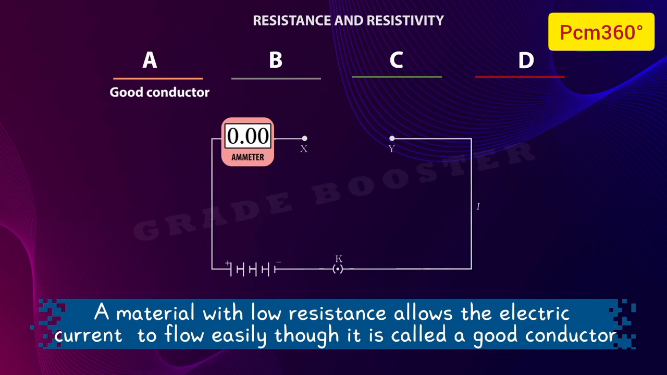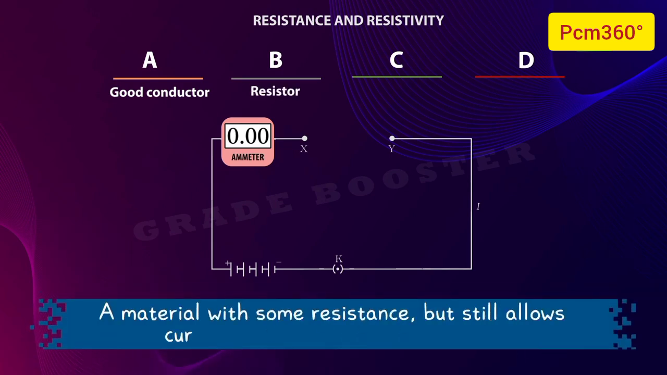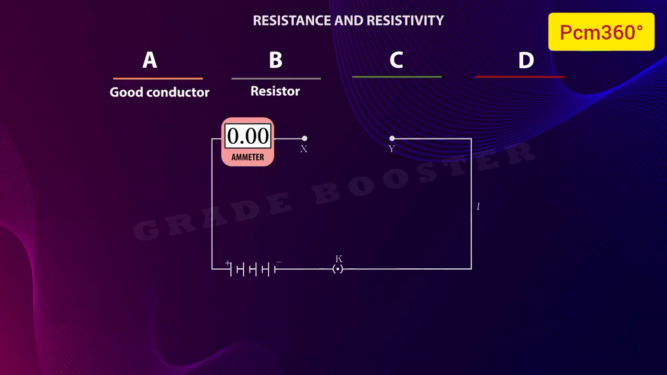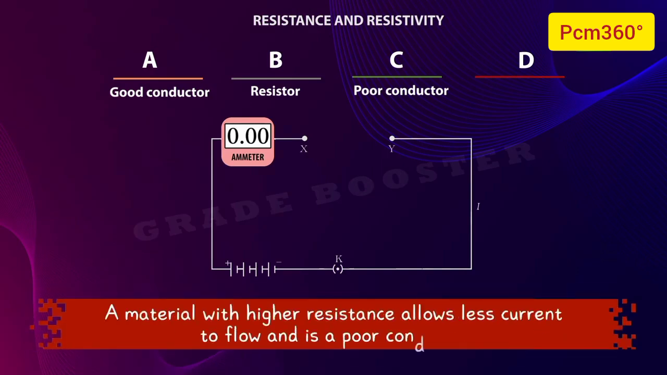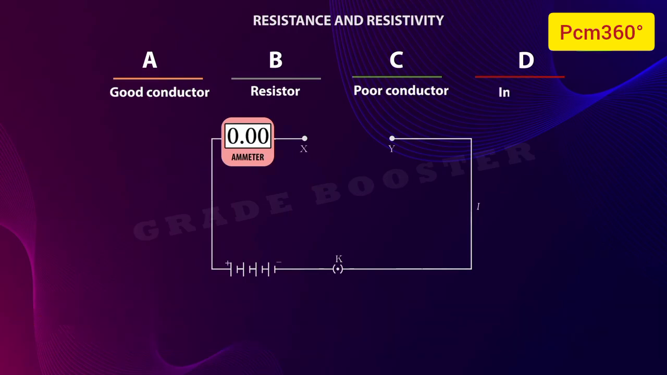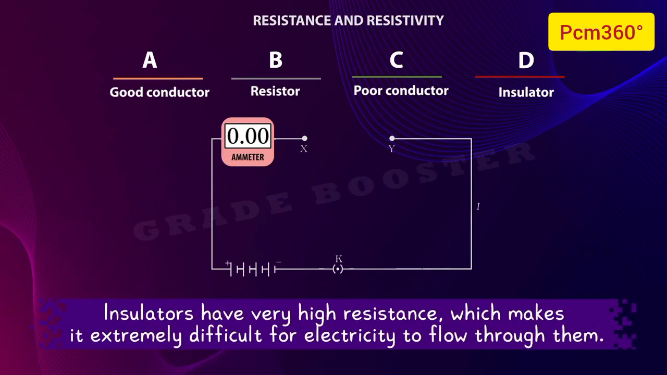Now wire B, we can call it a resistor. What is a resistor? A material with some resistance but still allows the current to flow is called a resistor. Next, wire C. We can call wire C a poor conductor. What is a poor conductor? A material with higher resistance that allows less current to flow is called a poor conductor. And wire D is an insulator. Insulators have very high resistance, which makes it extremely difficult for electricity to flow through them.